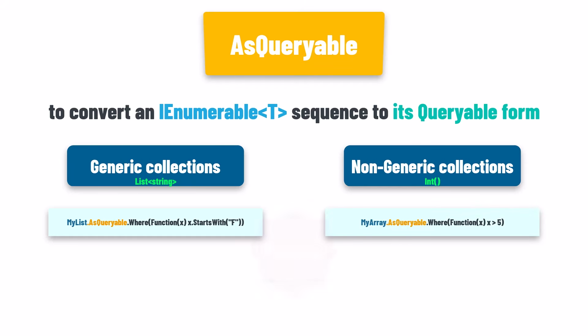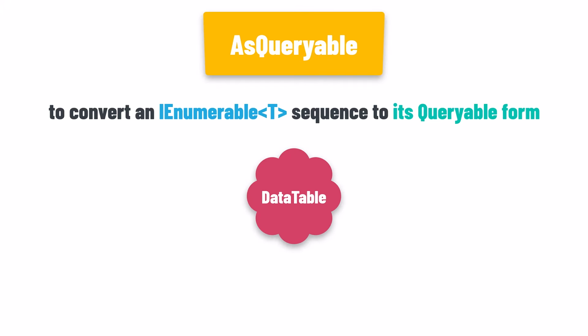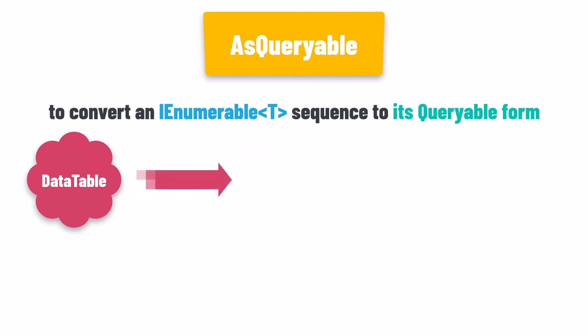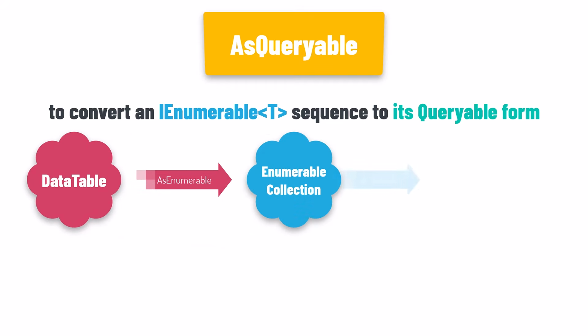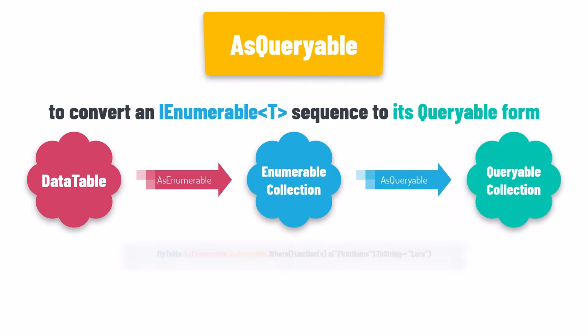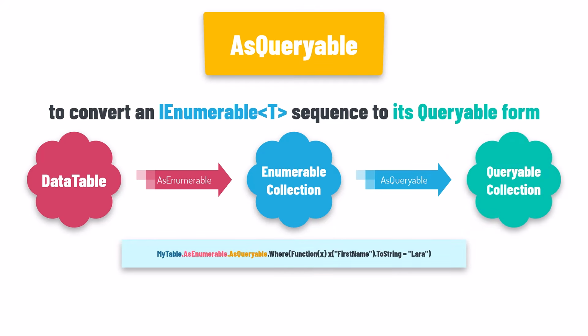Suppose we need to use the method for a DataTable. As you know, DataTable is a non-generic collection and it doesn't implement the IEnumerable interface. How can we use the AsQueryable method for a DataTable? We can do that in this way. We first have to convert the DataTable to an enumerable collection. This can be done using the AsEnumerable method. After that we can use the AsQueryable method, for example, this query. In this way we can use AsQueryable for non-generic collections, which don't implement the IEnumerable interface. Normally we don't do that for DataTables, but this was only an example to show you how to use AsQueryable for such kinds of collections. That's all about the AsQueryable method.